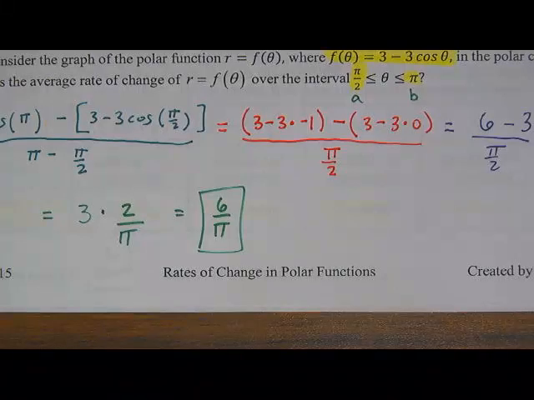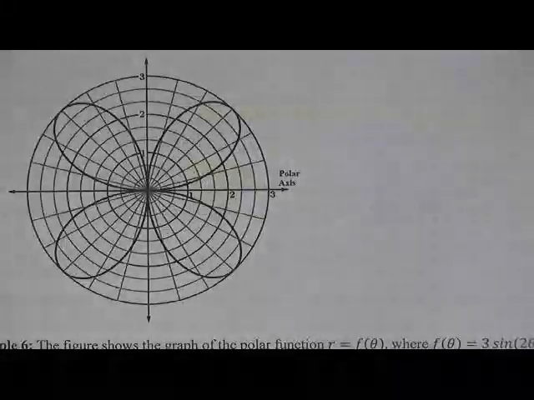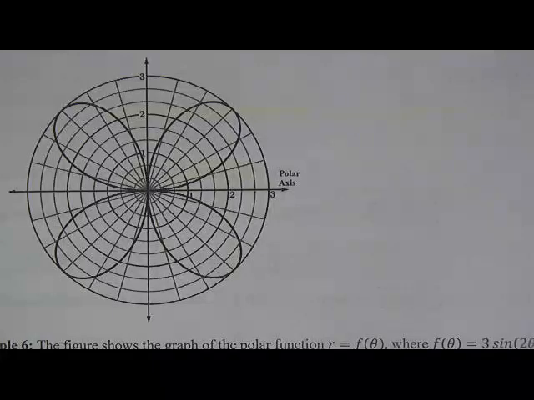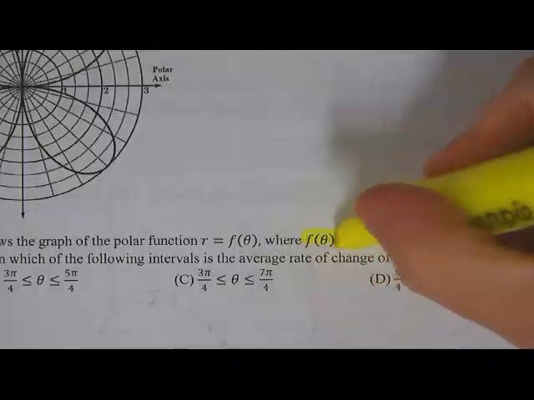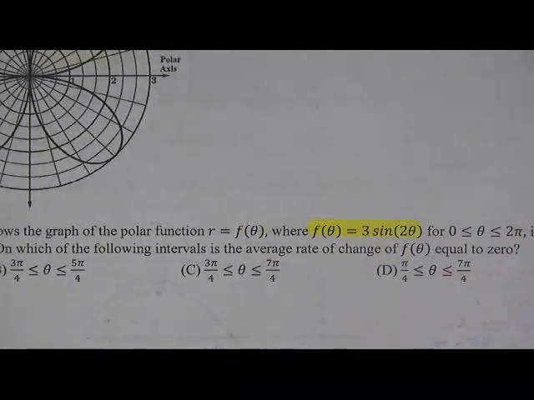Go to the back. The very last page of notes ever. You have this polar graph. Yes, it's a rose with 4 petals. You don't have to know any of that. Here is the function that's graphed right there. It's 3 sine of 2 theta. On which of the following intervals is the average rate of change equal to 0?